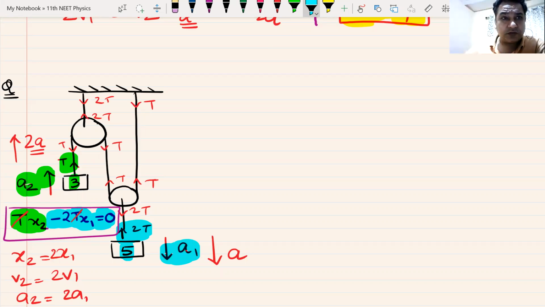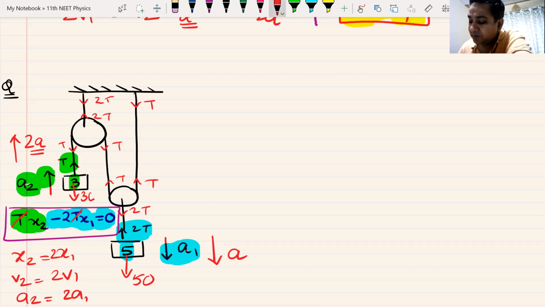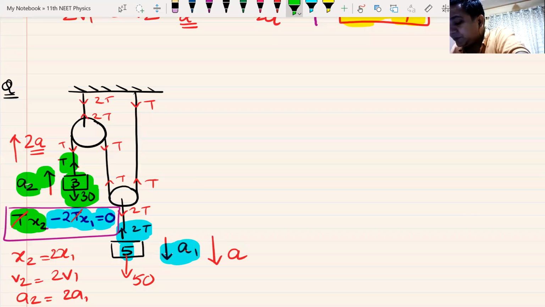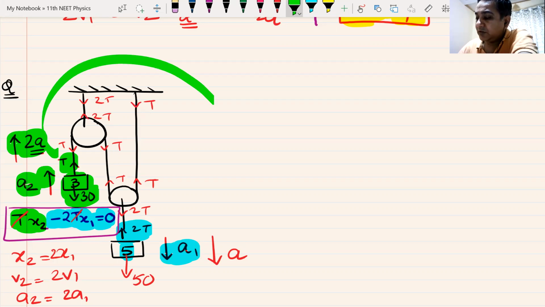Okay, but this is not over. Let us proceed further. Let us draw the free body diagram of this one. Wrong color. 50 N is downwards. Here 30 N is downwards. Let us proceed with the green equation. Can anyone tell me the green equation? T is upwards. 30 is downwards. a2, which is 2a, is upwards.